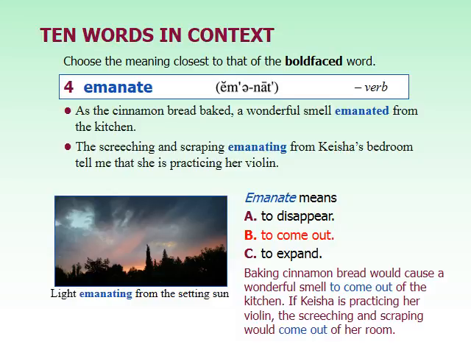So the thing that is emanating is telling us about what is at the source. It isn't actually the source, but it's some clue. In our first example, the smell is what is coming out, and it tells us about the bread. In the second one, the sound of the violin comes out, not the violin itself, but the sound tells us that she's practicing. In the picture, the light is coming out, and it tells us about the sun. So this is a difference between emanate and emerge.